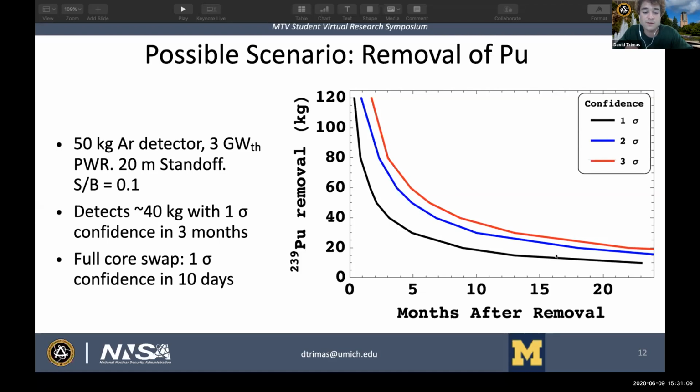Within 3 months, you're able to detect 40 kilograms of plutonium removal with 1 sigma confidence. And then just another thing to look at is a full core swap. You can detect it with 1 sigma confidence in 10 days and 3 sigma confidence in about 2 months. So there is the possibility of detecting plutonium removals using CEVNS.